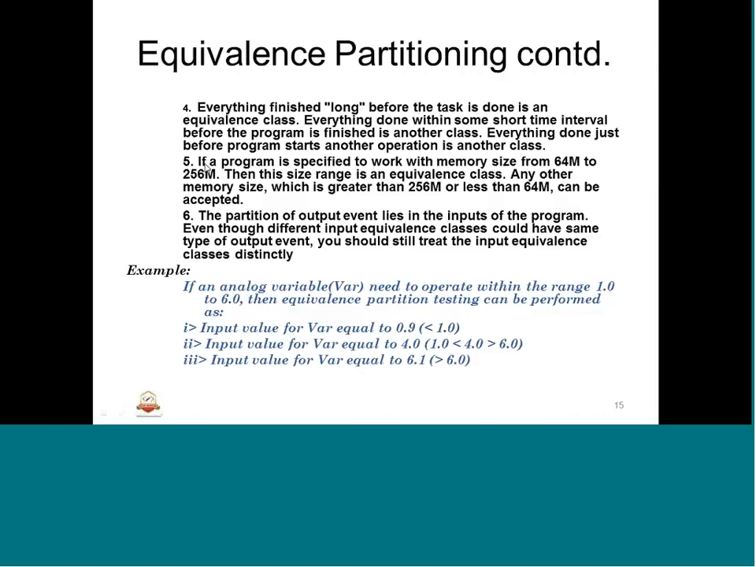The fifth one talks about memory. If a program is specified to work with memory size, suppose the memory can take from 64 MB to 256 MB, what is it going to take for equivalence? The size range is an equivalence class, because we know the lower size and the higher size. Any memory size which is greater than 256 or less than 64 should not be accepted, and those are called invalid equivalence classes. Likewise, we can define the equivalence partition for this sort of requirement.